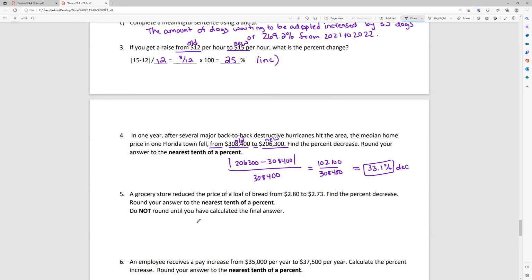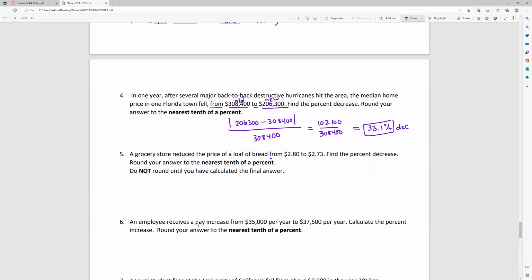A grocery store reduced the price of a loaf of bread from $2.80 to $2.73. Find the percent decrease. So that's going to be 2.73 is the new, 2.80 is the old price, divided by the old. And just after working this one out, I got 0.025, which is a 2.5% decrease.